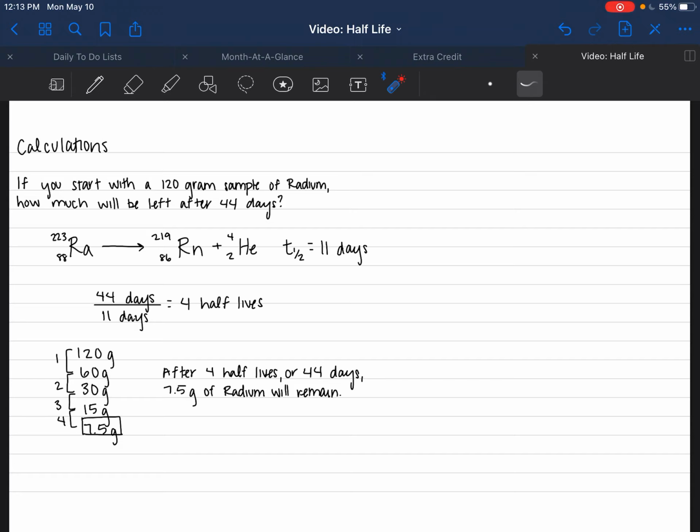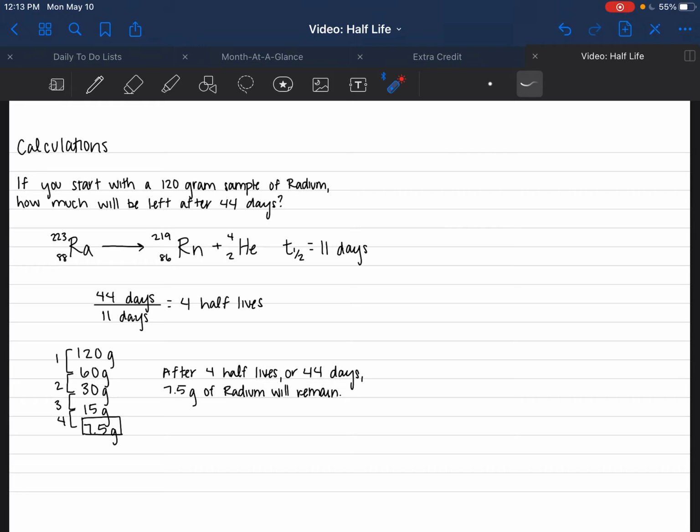So we have a little bit of information here. We have our chemical equation. Again, we're starting with radium on the left-hand side. It's undergoing alpha decay. Remember, alpha decay gives off that helium nucleus. And it's telling us that our half-life, that T with the little subscript of 1/2, is 11 days.